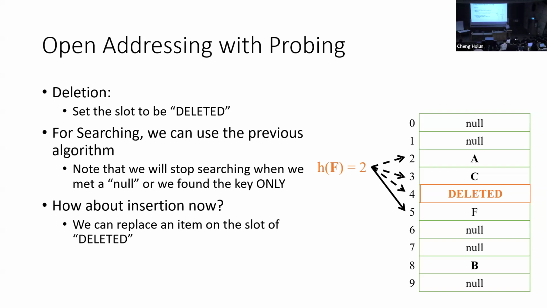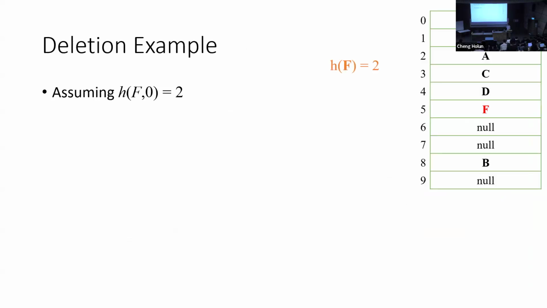For example, now I want to insert something with the hash value 3. I will go to 3. Oh, too bad, C is there. I move to the next slot. Oh, the next slot is deleted. So I can insert my stuff there. Okay, so we can reuse a deleted slot if it's deleted.